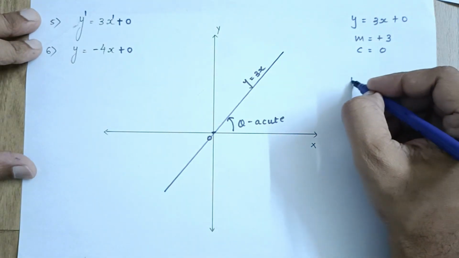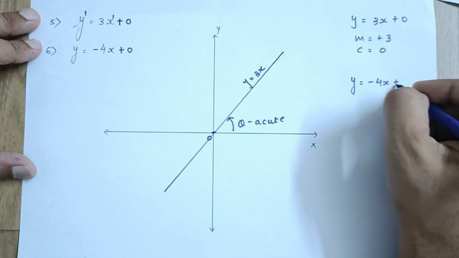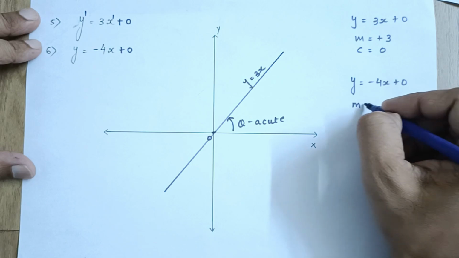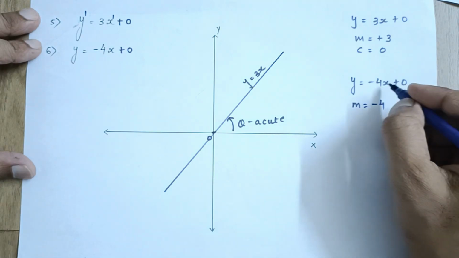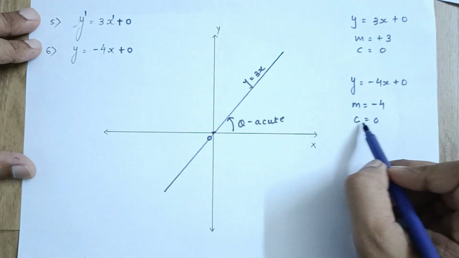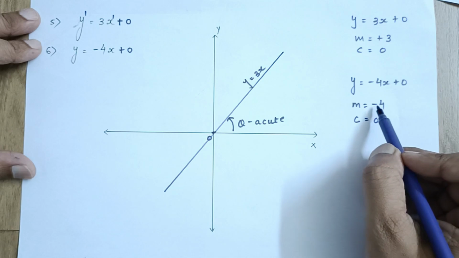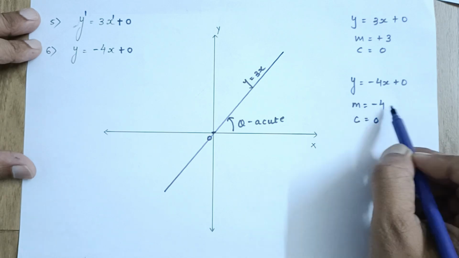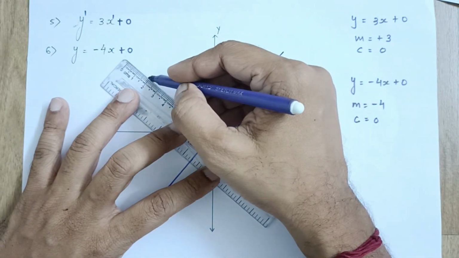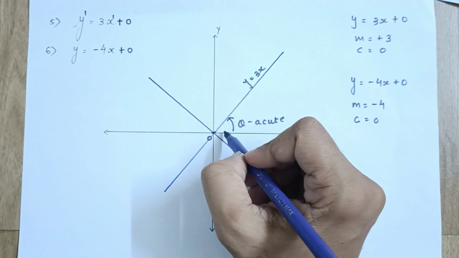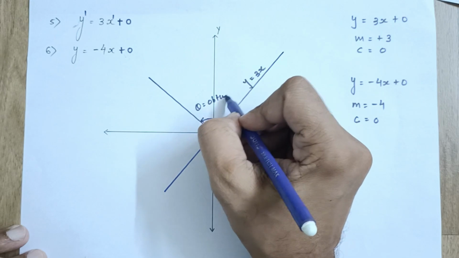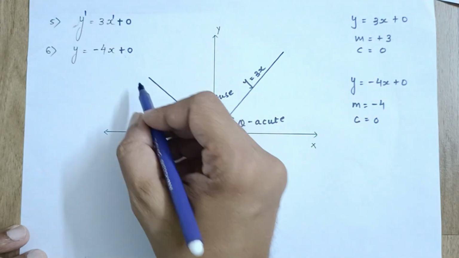Now, in the last part, y is equal to minus 4x plus 0, which means that the slope or the gradient of the graph is minus 4, the coefficient of x, and the y-intercept is 0. So that means the graph has to pass through the origin, and the graph must make an obtuse angle with respect to the plus x-axis. So something like this I am saying, like this. With respect to the plus x-axis, this is making an obtuse angle and it has to pass through 0.